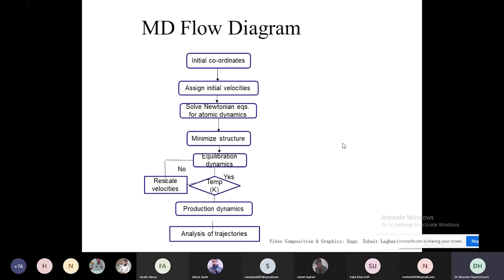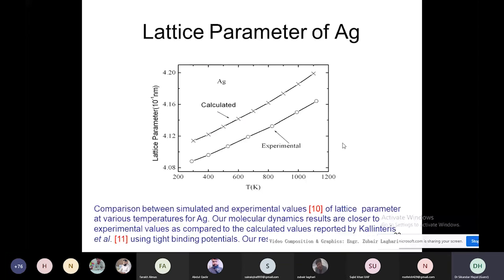Some examples of the applications. This is the lattice parameter of silver, a comparison between the simulated and experimental values. The lattice parameter we have seen for silver is very close to the experimental one, and we compared it with Clinters et al.